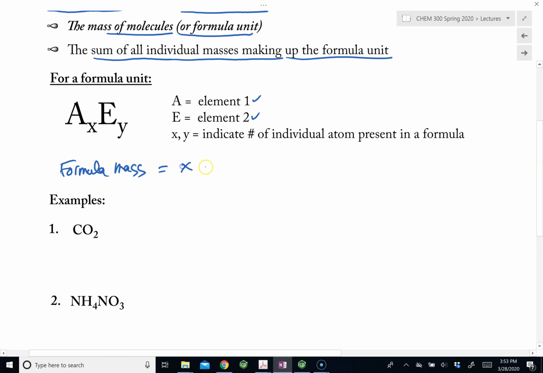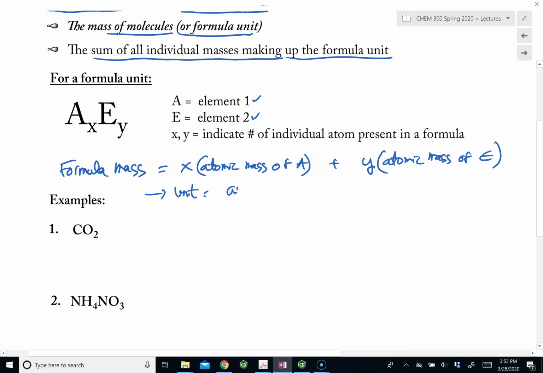is then equal to x times the atomic mass of element A plus y multiplied by the atomic mass of the element E, and we add them together. The units would still be in AMU or U, because the mass of an atom has the unit U or AMU. So when we add them together, the sum would still have the unit of atomic mass.